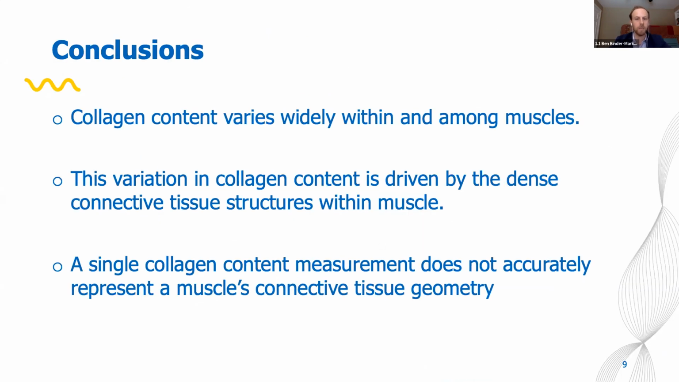So in conclusion, we demonstrated that collagen content varied widely within and among muscles, and we found complementary and corroborating evidence suggesting that this variation in collagen content is driven by the dense connective tissue structures within muscle, and that the loose connective tissue structures do not contribute to this variation. A consequence of these findings suggests that a single collagen content measurement does not accurately represent a muscle's connective tissue geometry and potentially the load-bearing capacity of that muscle.